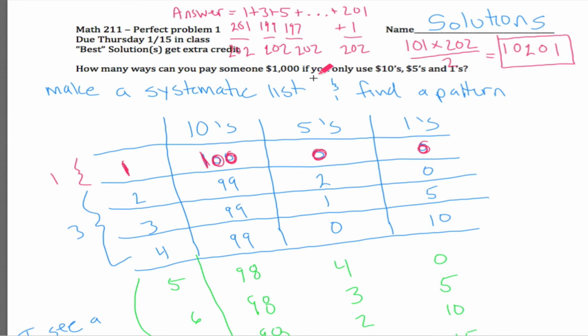So how many ways can you pay somebody this much money? 10,201 ways. It's a lot of ways, right? If we were trying to list them out, you'd be here forever listing out 10,000 options. So really key to this problem was not just making a systematic list, but doing so by finding a pattern in your work as you go down here. I guess I'll call this good.